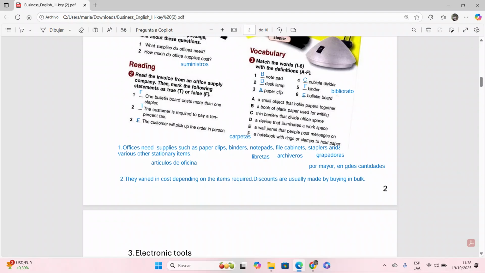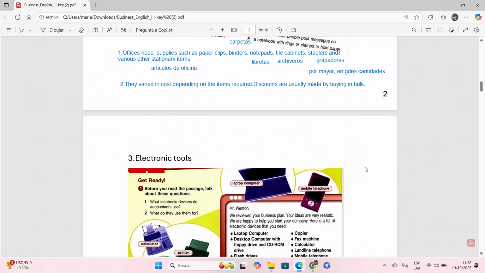A book of blank paper used for writing: notepad. 2. D. A device that illuminates the workspace. 3. A. Small object that holds papers together. 4. C. Thin barriers that divide office space. 5. F. A notebook with rings or clamps to hold paper. 6. E. A wall panel that people post messages on: bulletin board.